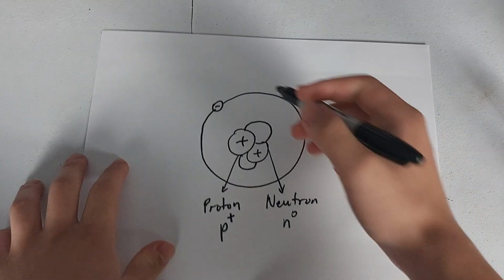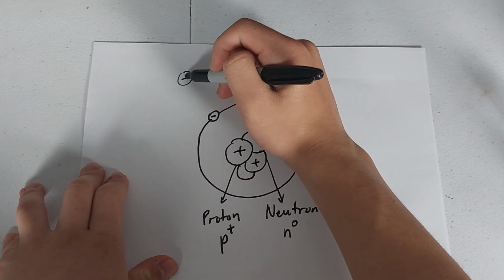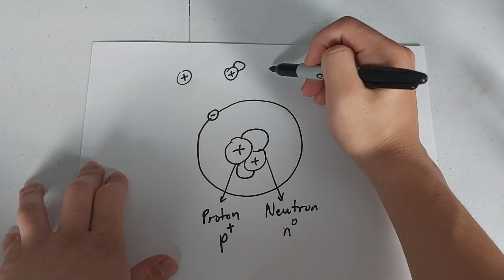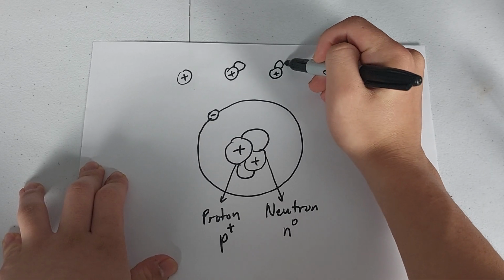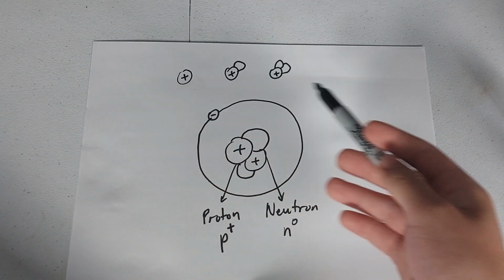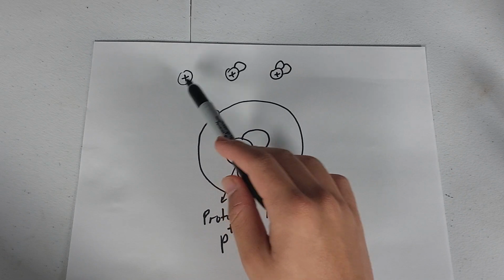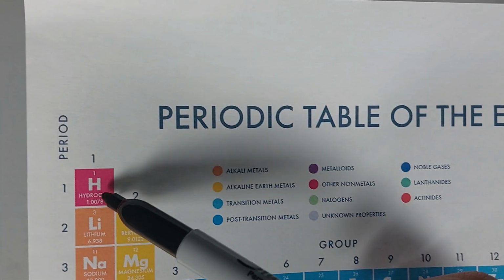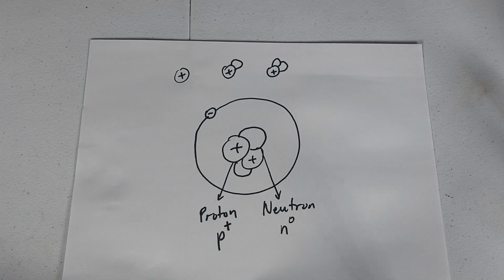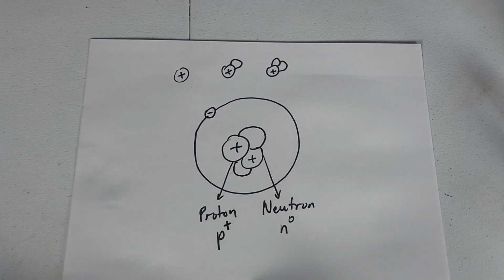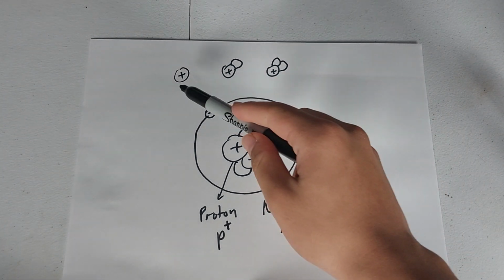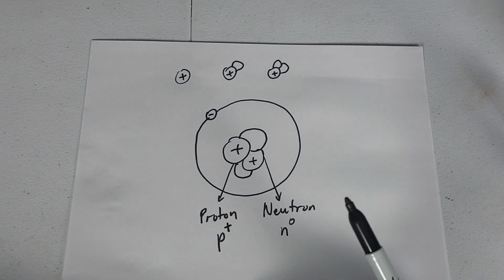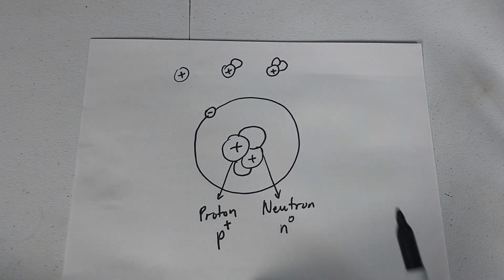Another example would be with hydrogen. So you can have just 1 proton for hydrogen. You can have a proton and a neutron, or you can have a proton and 2 neutrons. Those are the 3 most common isotopes of hydrogen. You can see they all have 1 proton, so they are hydrogen. You can see hydrogen has 1 proton thanks to its atomic number, but these guys have different numbers of neutrons. We'll get more into this when we get to the nuclear chemistry section.